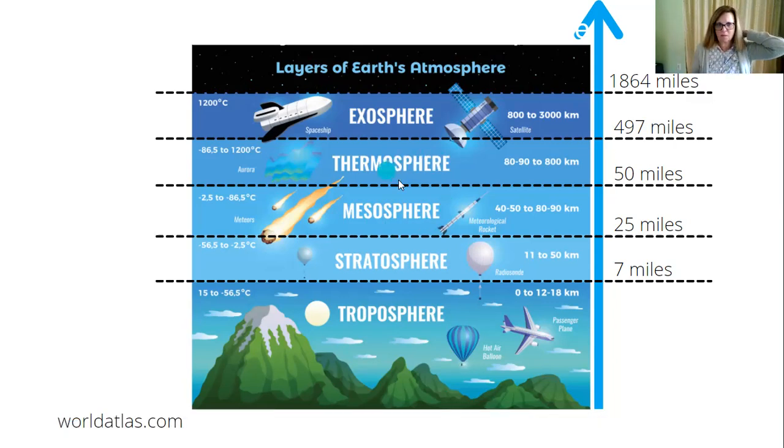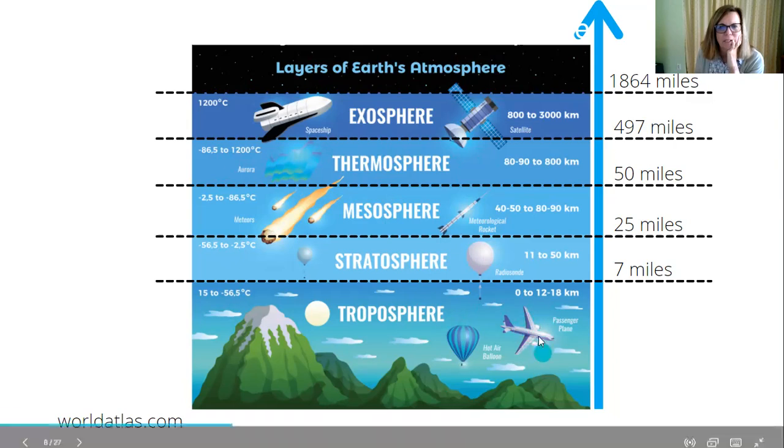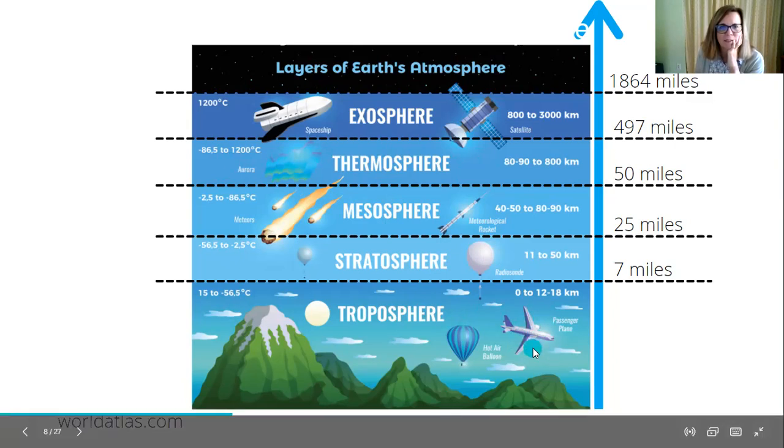So above that is the thermosphere, and that's a warm layer. Over here are your temperatures. So the thermosphere is a very warm layer of circling air that's going around, and there's less air and less oxygen up here. That's why planes don't fly that high, because there's not enough oxygen to run the engines, so they have to fly in the troposphere.